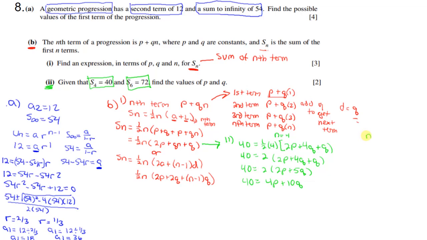Now I'm going to use the sum information with 6 terms. When there are 6 terms, and that's got a 72 as a sum, I'm going to fill in a 6 wherever I see an n in the formula. So 1/2 times 6, and then it's going to be 2p, and then 6q plus q. Once again, I'm going to clean this up a little bit. I've got 2p plus 7q, and then distribute the 3, so that's going to be 6p plus 21q. So there's my two equations.